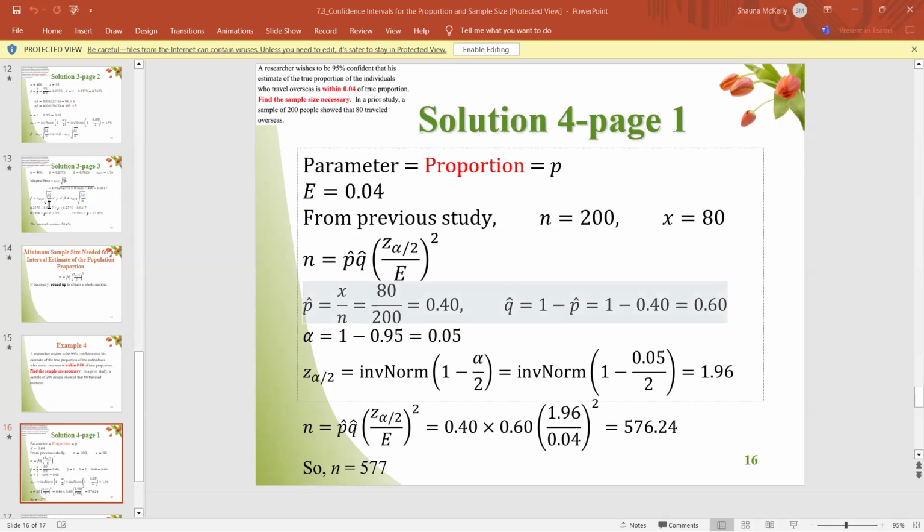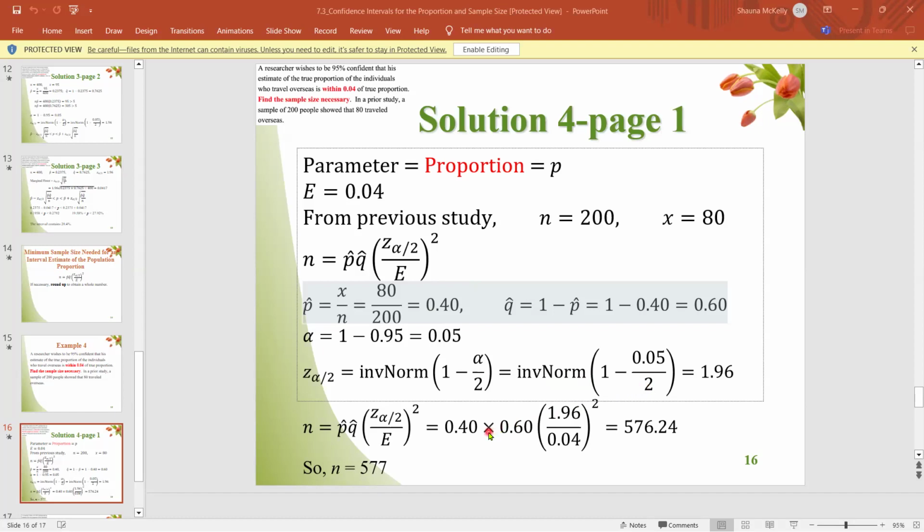Now, what this does is this previous study establishes for me what p hat and q hat are. Okay, so 80 over 200, we know how to do that. That's 40%. If you work it out, we know how to get the complement. That's 60%. Z alpha over 2 is always inverse norm of 1 minus alpha. Remember, alpha here is 1 minus the confidence level. So for 95, you saw me do that earlier, 1.96.